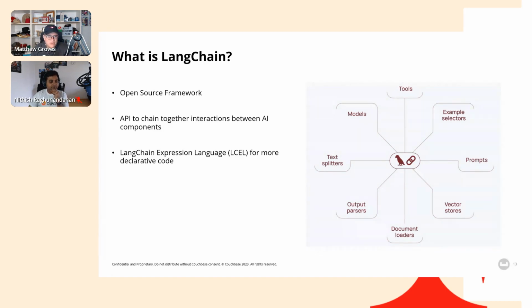For each component, there's a common API, so you don't have to learn 10 different SDKs if you want to chain together 10 different interactions. And there's also something called LCEL, LangChain Expression Language, which Nitish might show some of today, I'm not sure exactly, but that can provide an even more concise syntax, kind of like SQL, but for your LangChain interactions. But basically, LangChain is the orchestrator in the middle of all those AI components.